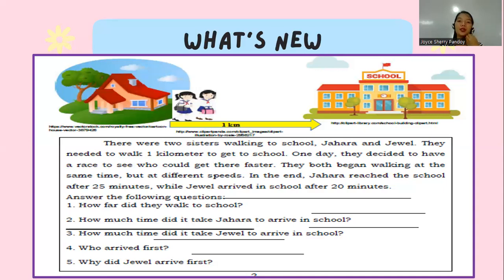There were two sisters walking to school, Jahara and Jewel. They needed to walk 1 kilometer to get to school. One day, they decided to have a race to see who could get there faster. They both began walking at the same time, but at different speeds. In the end, Jahara reached the school after 25 minutes, while Jewel arrived in school after 20 minutes.